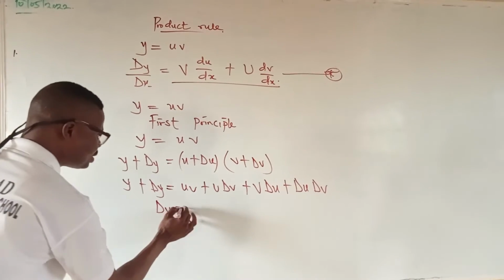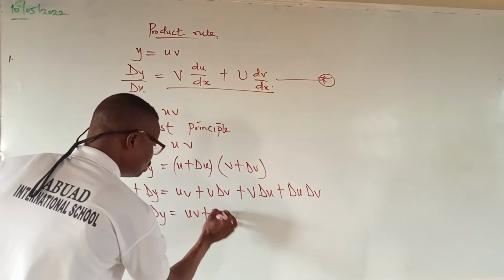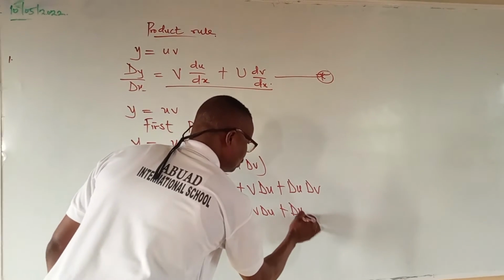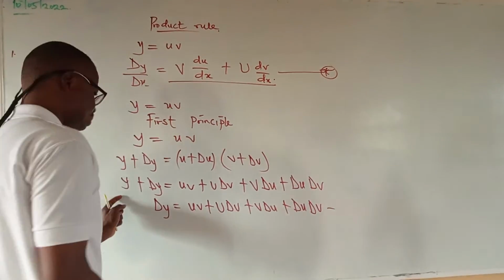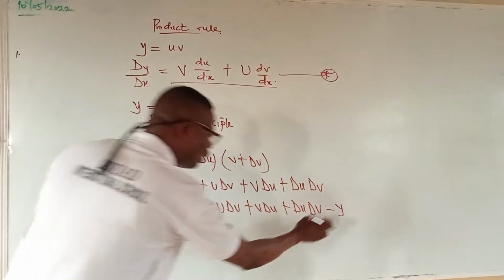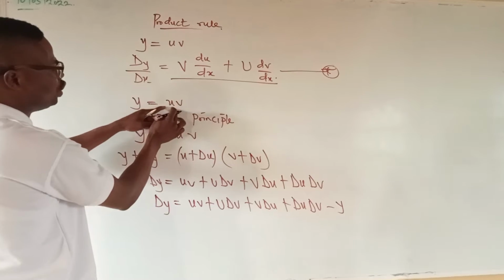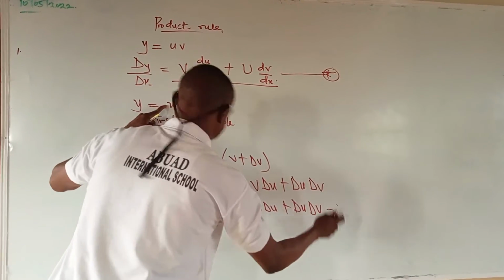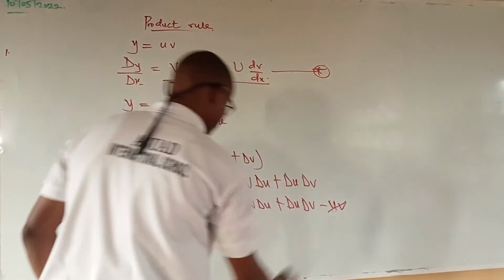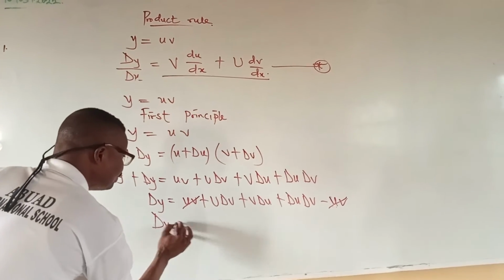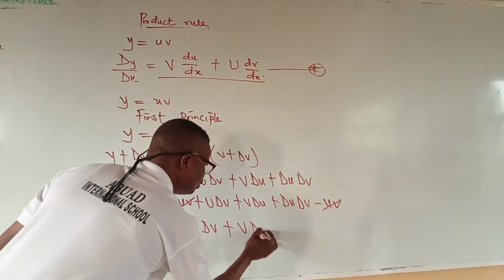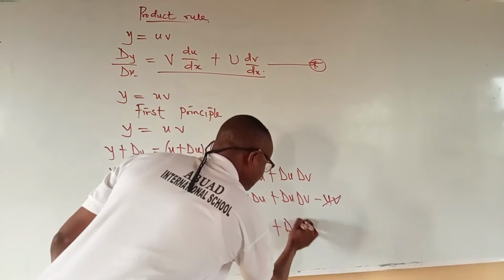So dy becomes uv plus u dv plus v du plus du dv minus y, since we take y to the right hand side of the equation and it becomes minus. But recall that y itself from the question is uv. So instead of writing y, we put minus uv. From here, this will cancel this. And as such, we have dy equals u dv plus v du plus du dv.